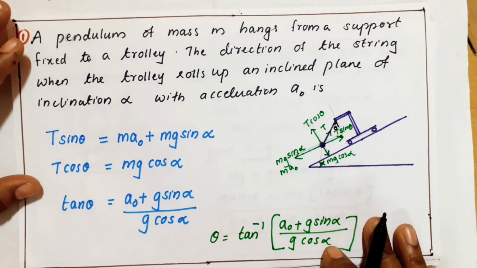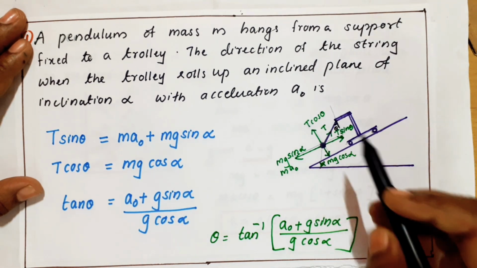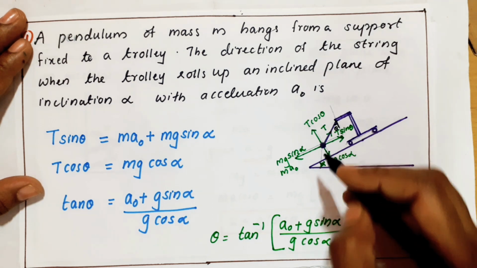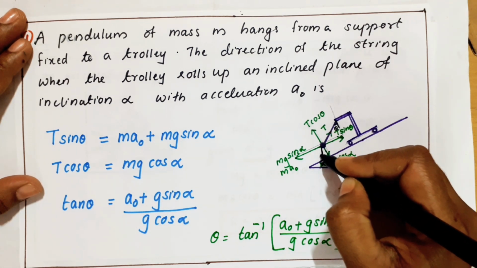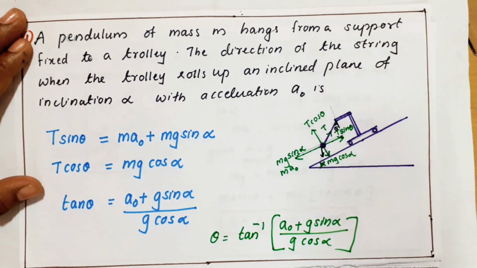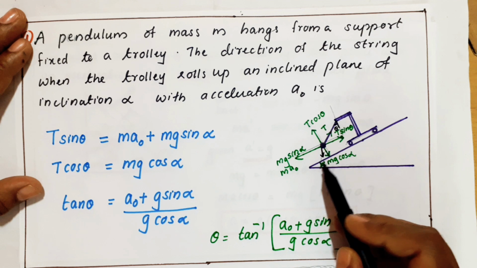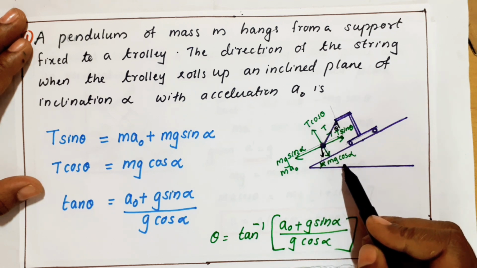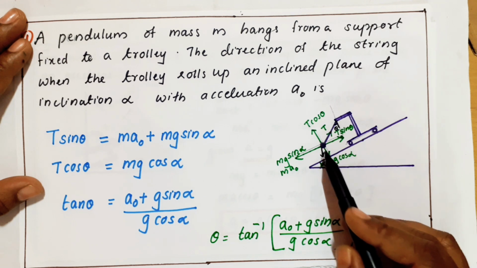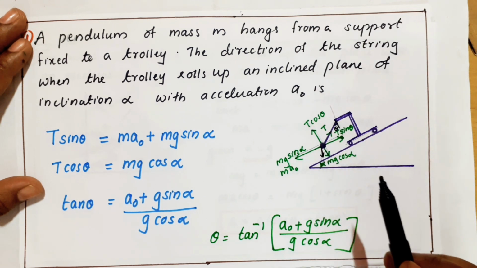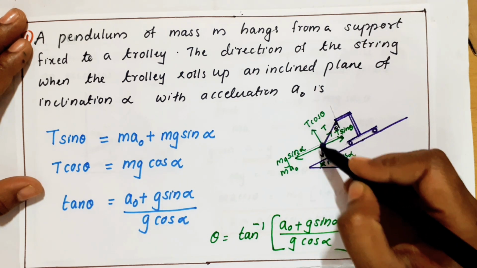First thing you have to do is the free body diagram. What is the weight of the body? mg. We need to resolve the weight into two components. Which are the two components? Since alpha is the angle, I can write them as mg cos alpha and mg sin alpha. This is for the pendulum.